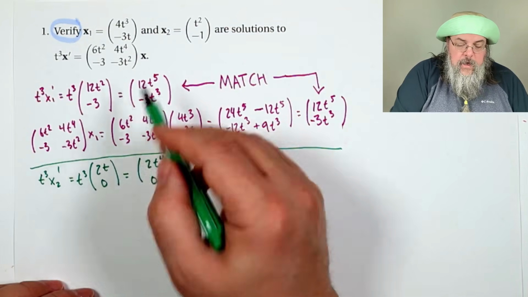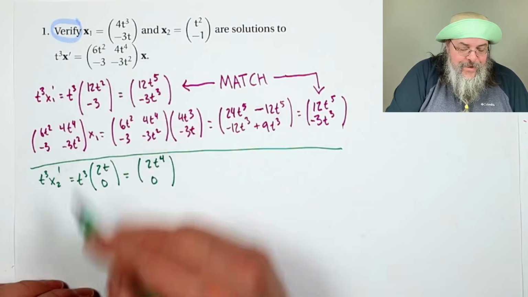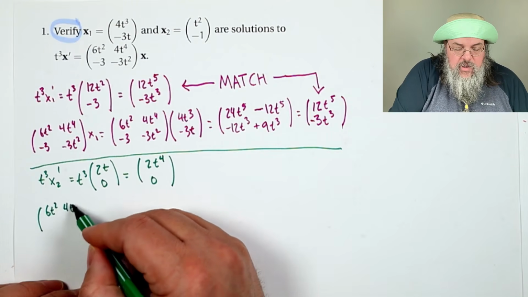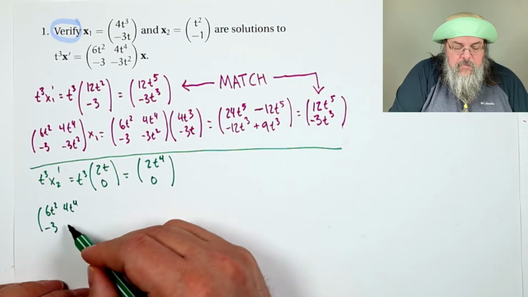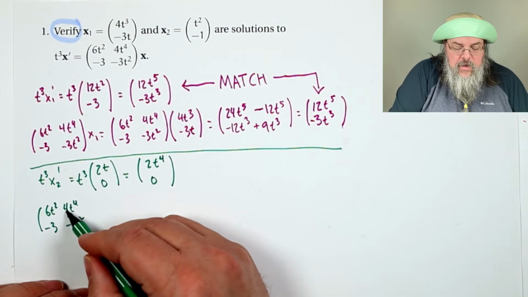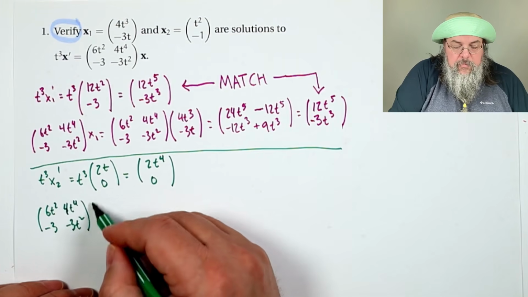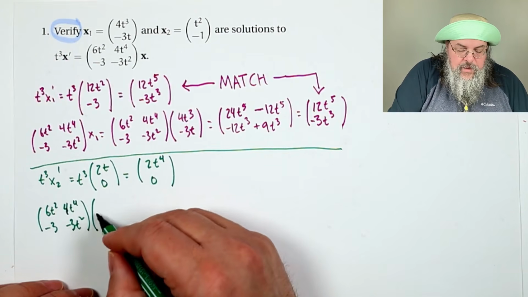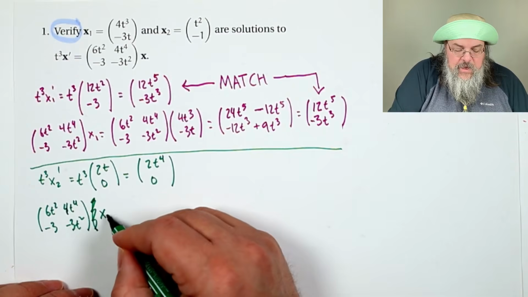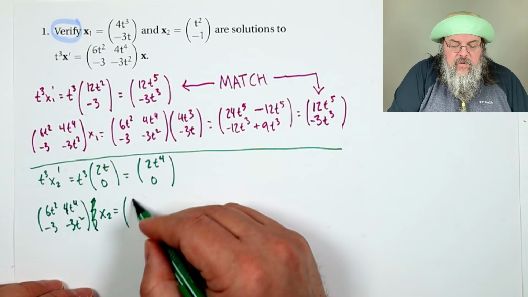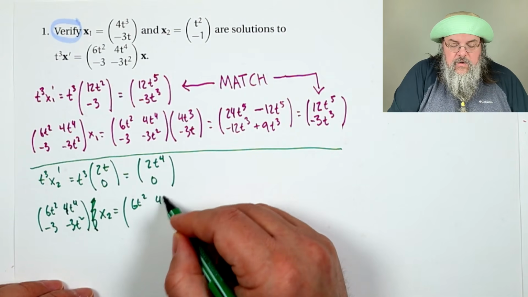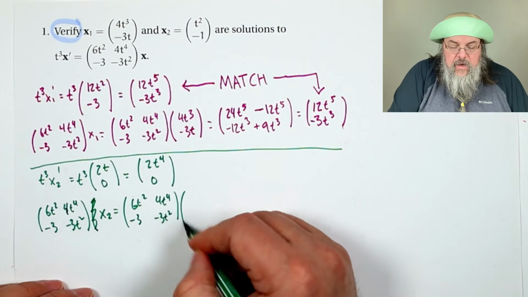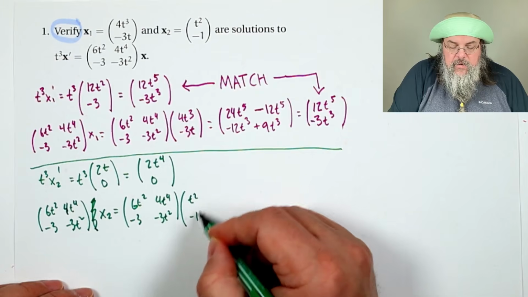All right, now we plug it into our right-hand side. Well, that'll be 6t squared, 4t to the fourth, minus 3t squared, and multiply that by our right hand, I got ahead of myself, multiplied by x2, and so that's 6t squared, 4t to the fourth, minus 3t squared, and x2 is t squared minus 1.